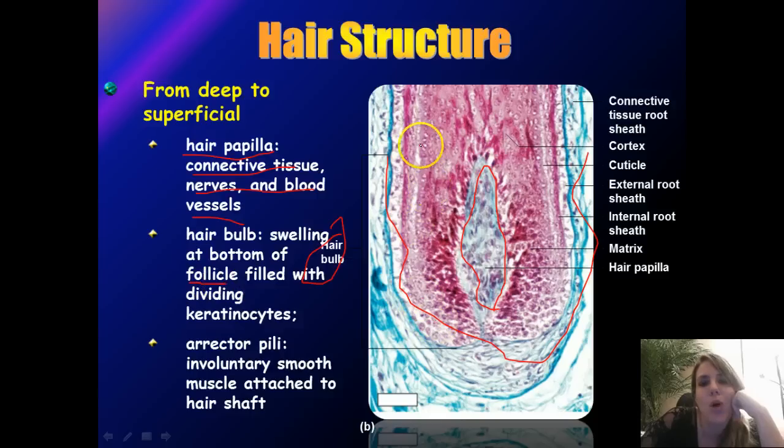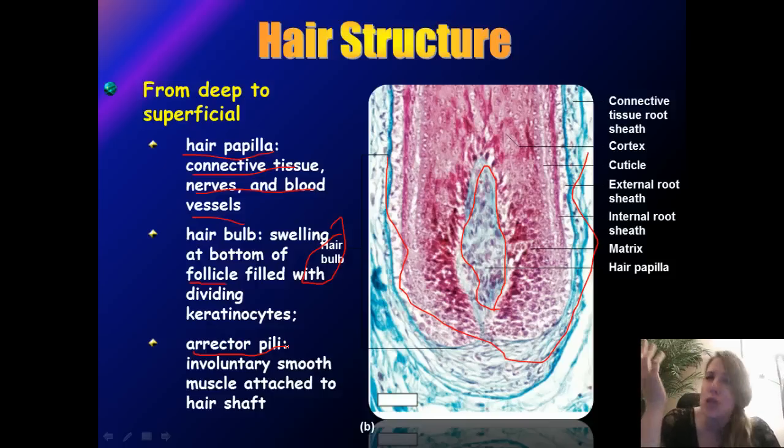And inside that bulb, lots of dividing keratinocytes are producing keratin, and that keratin will make its way up the shaft of the follicle, and that's your hair. Now next to this is also going to be an erector pili, and as we said, that's smooth muscle, it's involuntary, and that will allow hair to stand up on end.